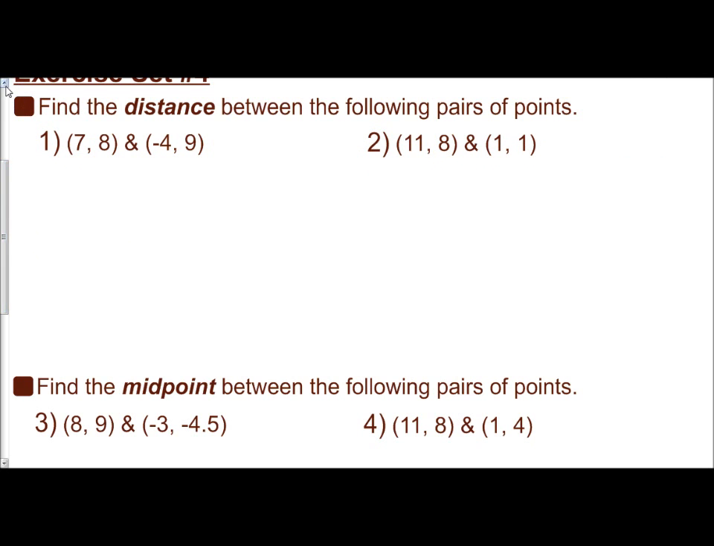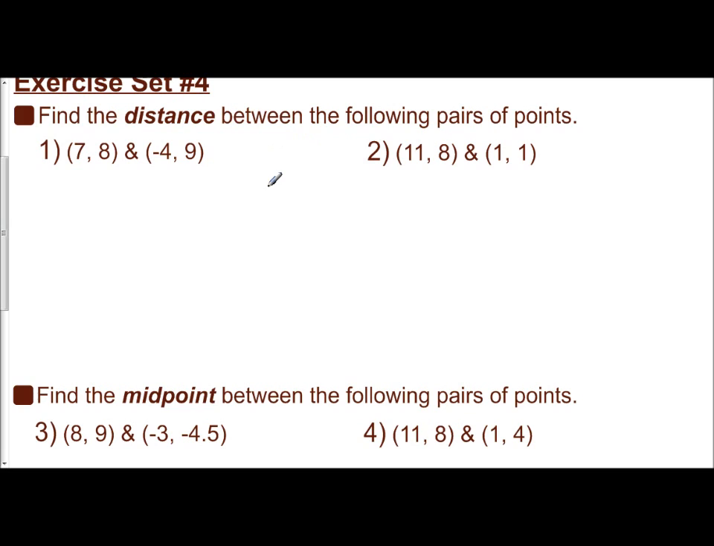So the first 2 problems we're going to do is find the distance given a set of points. So do remember the distance formula is represented as the square root of x2 minus x1 squared plus y2 minus y1 squared.